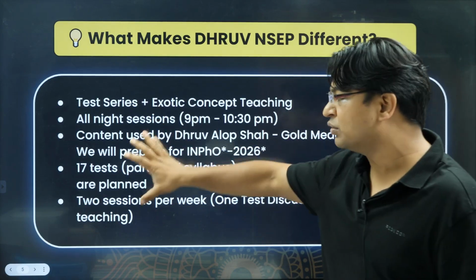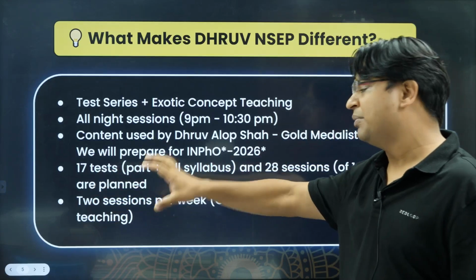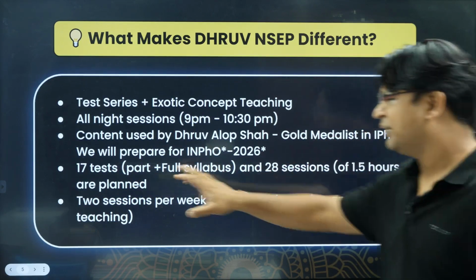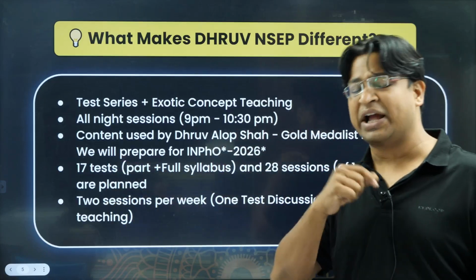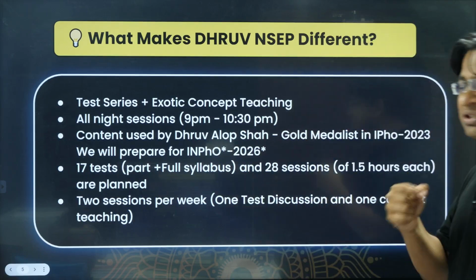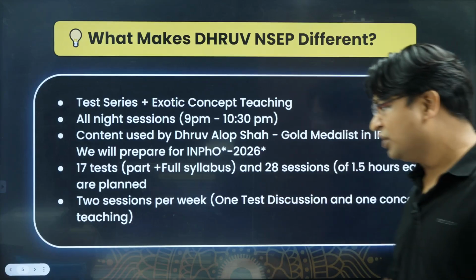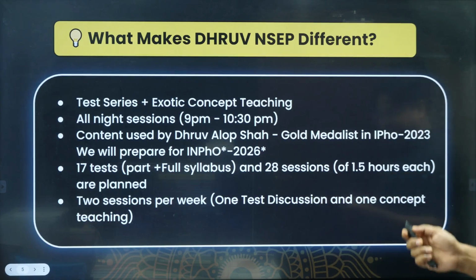So in total in this batch, you will have 17 tests, some of them will be part tests, some of them will be full syllabus, and there are 28 sessions that are going to happen. Why 28? Why not double of this? Because on some days there would be holidays where I cannot conduct the session. So on some weeks, you will find that the sessions are not 2, they are 1. Okay, so the general rule would be 2 sessions per week. 1 test discussion and 1 concept teaching.